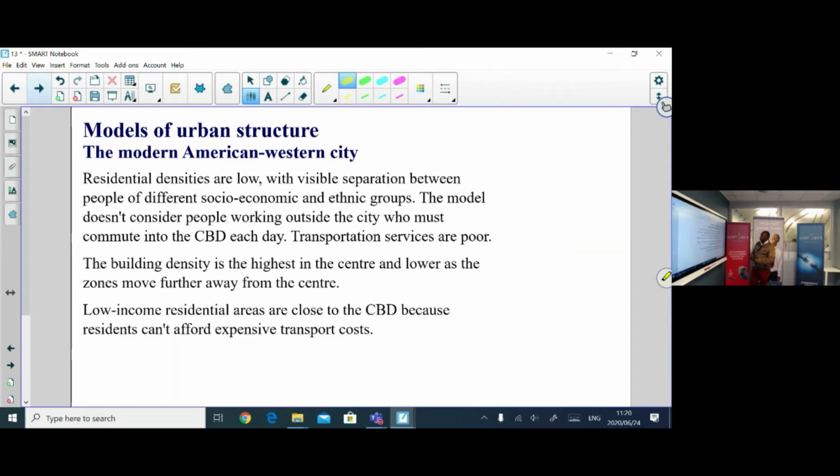Then we want to move to another model. I know we're still on the modern American Western city. Residential densities are low with visible separation between people. We have explained this. Then the building density is the highest in the center, and lower zones move further away from the center. Low-income residential areas are close to the CBD because residents can't afford expensive transport costs.